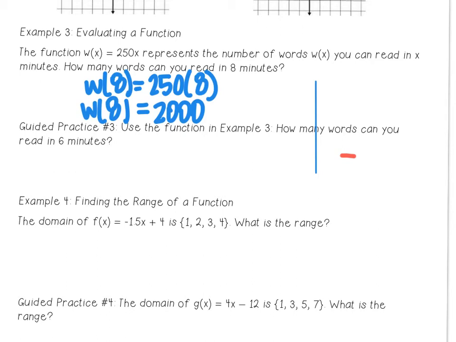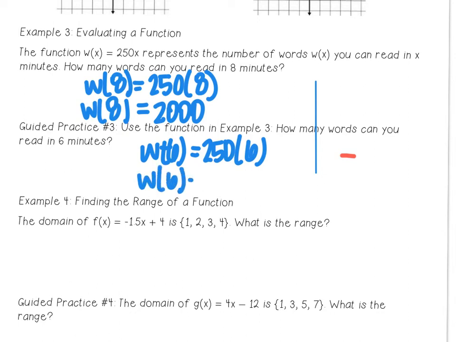Guided practice number 3. How many words can you read in 6 minutes? So I want you to do w of 6 equals 250 times 6. Pause the video and resume when you've got the answer. Okay, if you evaluate it for 6 minutes, you get 1,500 words.